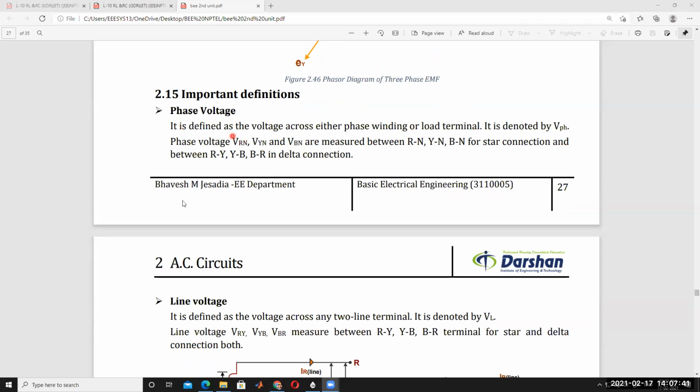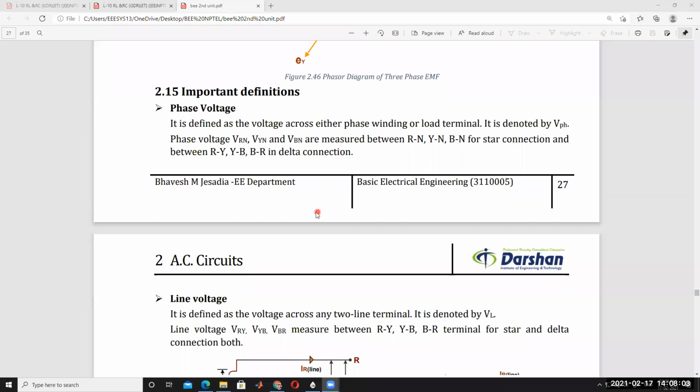So phase voltage definitions are also completed. Okay, it is defined as the voltage across either a phase winding or a load terminal. It's called phase voltage, denoted by V phase. It's clear. For a star connection and a delta connection, phase voltages are different. Okay, phase current, line current, phase voltages, line voltages are different.